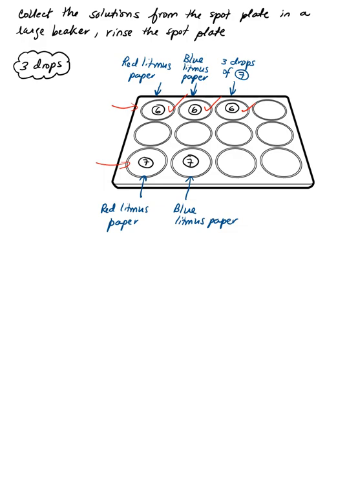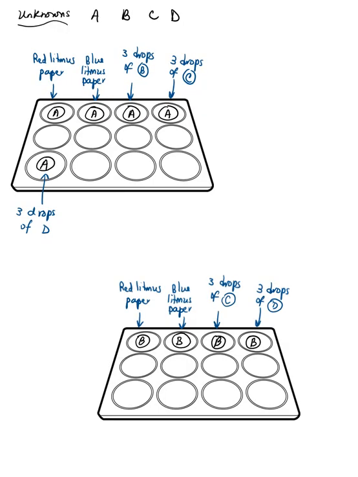And now we're going to prepare the spot plates with the unknown. You're going to be given a set of unknowns, and your unknowns are labeled A, B, C, and D. So we're doing the same approach, but using your unknown solution. So I have my spot plate and I'm starting with unknown A. So for your unknown A, I have five spots, and that's 3 drops of A in those 5 spots.